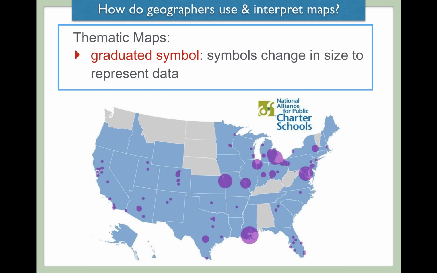Another way to show a theme or to show information is what's called graduated symbols, and the symbols change in size to represent data. I thought this one was pretty cool to take a look at, because this is from the National Alliance for Public Charter Schools. I bet, from those of you listening to this, if our statistics stand strong, then 1/3 of you, 33% of you, went to a public charter school for either middle school or elementary school before you came to McKinley.